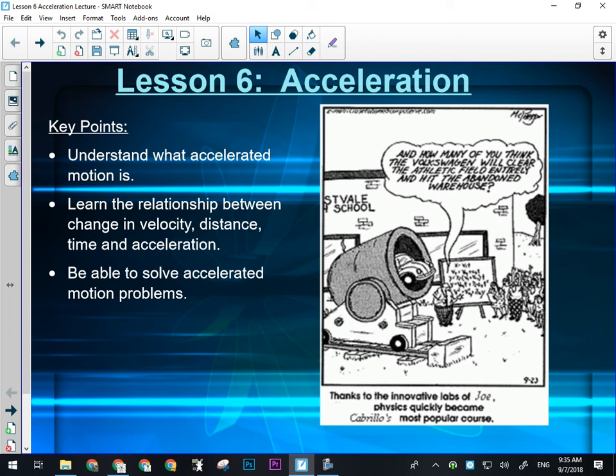We're going to be going over many more formulas in Physics 20. If you look at your formula sheet, there's a whole bunch of acceleration formulas, not just the one you learned last year, which actually makes it easier to solve acceleration problems because you have a wider gamut of choices for solving it with. And then obviously, last thing, be able to solve accelerated motion problems.